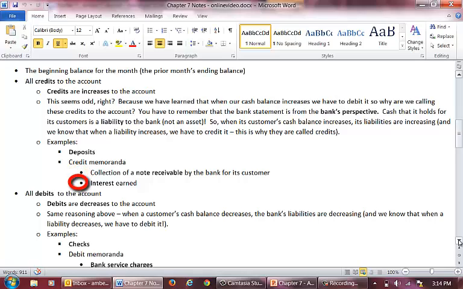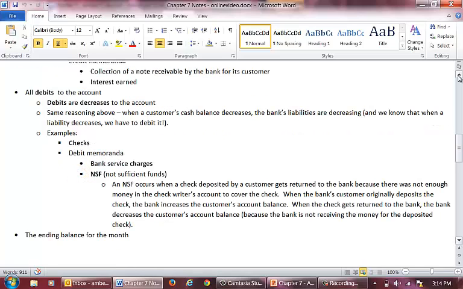The second example of a credit memo is interest earned on an account. Some accounts pay customers interest on their account balances. The bank will deposit the interest earned during the period into the customer's account at the end of the period. The bank statement will also include all debits or decreases to the account.